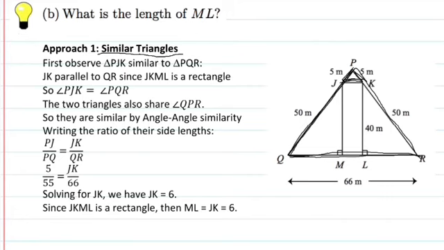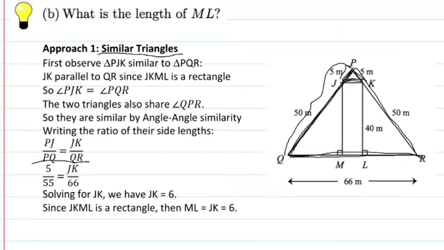Now that we know that they are similar, we can write the ratios of their side lengths. So we know that PJ, this length here, over the longer side length PQ should be equal to the ratio of JK, the smaller base, over QR, the larger base. So we have an equation here. Now let's substitute in the known values. We know PJ equals 5 as given in the question.